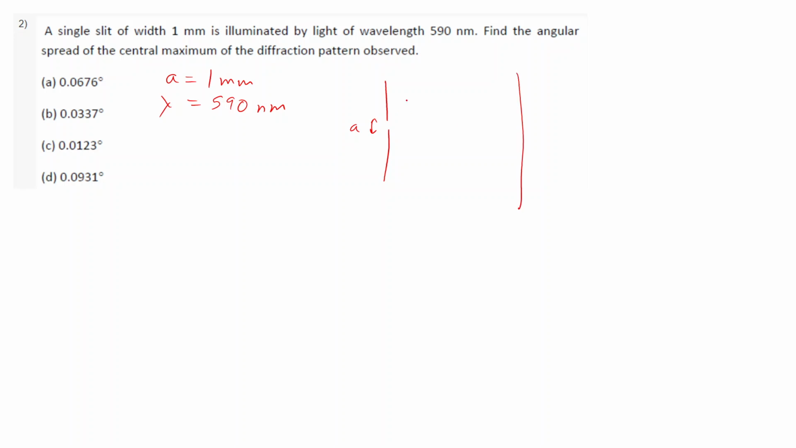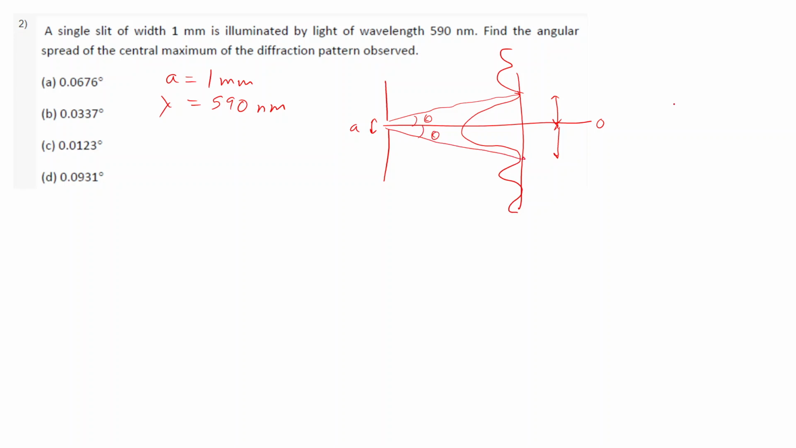So on the screen we will be getting diffraction fringes. This is the center. At the center we get the central bright maxima, right? This is the O position. This is the first minima and secondary maxima, and so on. Find the angular spread of central maximum. So we have to find out in theta how much this is spreading.